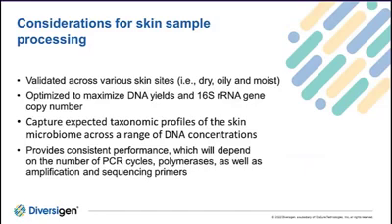To wrap up this section on biases in skin sample processing, including DNA extraction and amplification, there should be several considerations. Keep in mind that any extraction kit should be validated across different skin sites, again, dry, oily, and moist, and optimized to maximize DNA yields and 16S copy number. Extraction and amplification methods should capture the expected skin microbiomes across a range of DNA concentrations. And finally, there should be consistent performance, which will be dependent on the number of PCR cycles, polymerases, and primers used.